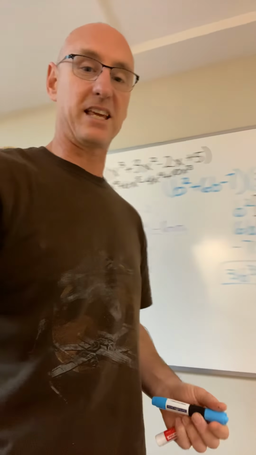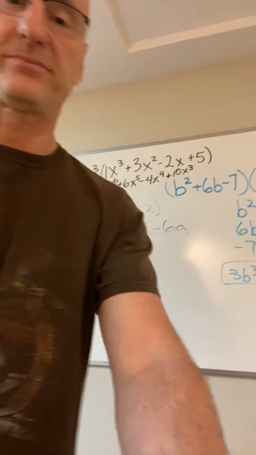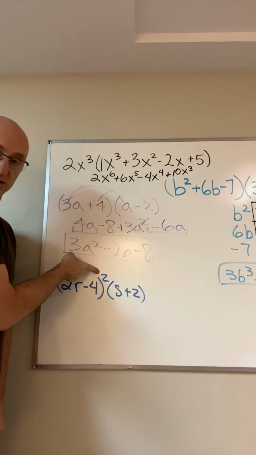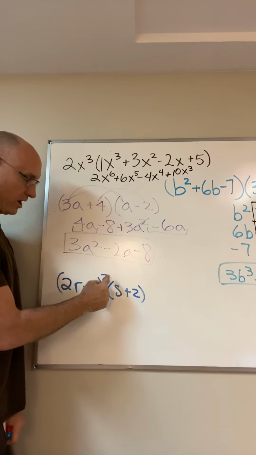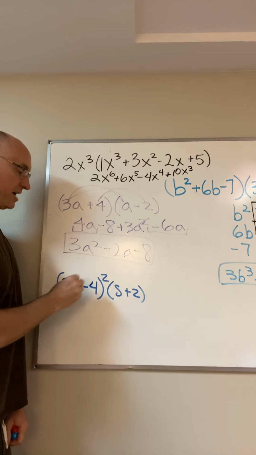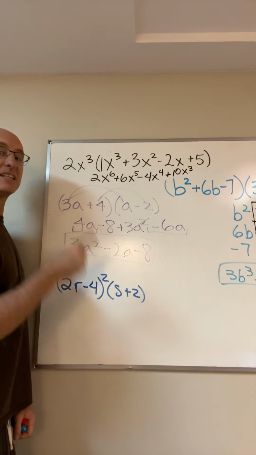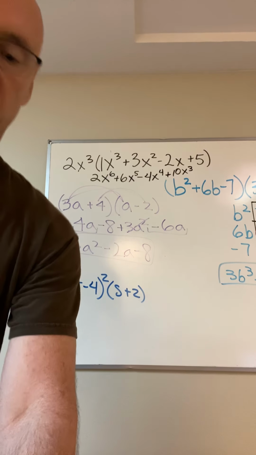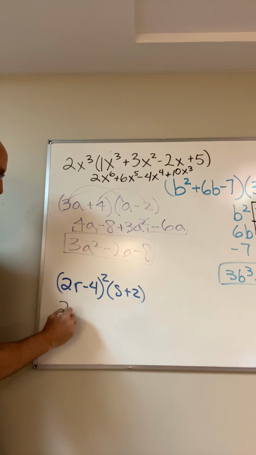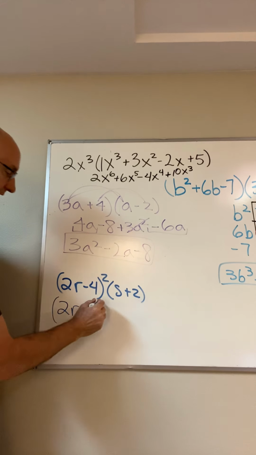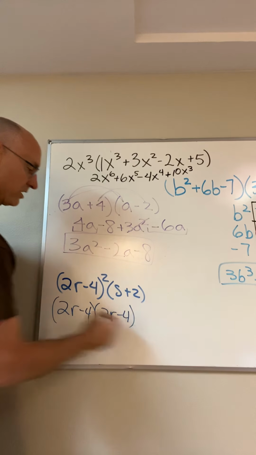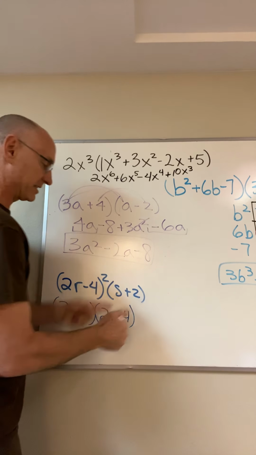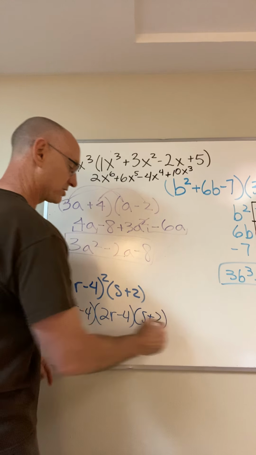Now there's just one last thing to show you, and then I'm almost done. Swing this down a little bit. Okay, this squared right here. So when you see a squared on a parenthesis like this, it means you have to multiply this times itself first. Okay, so where's my blue? That means I would do 2r minus 4 times 2r minus 4, like that. And then when I get the answer for that, I would multiply it times the s plus 2, like that, okay?